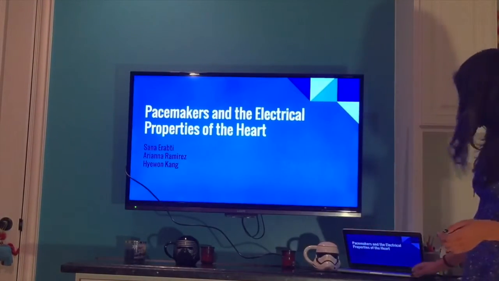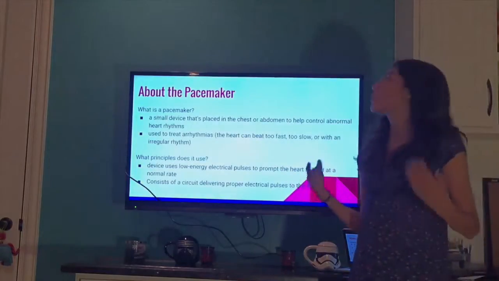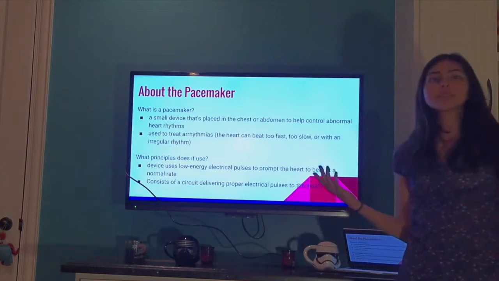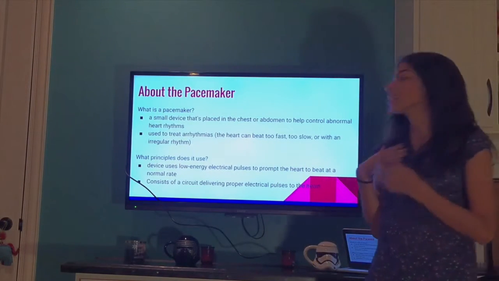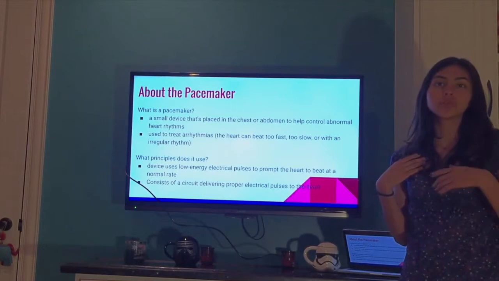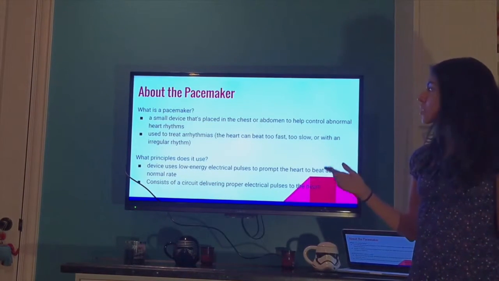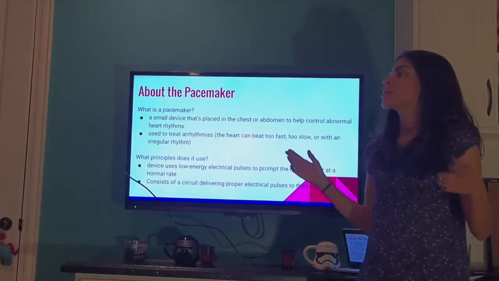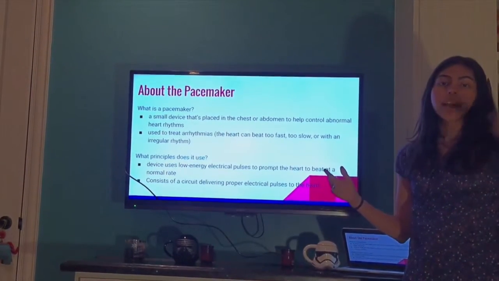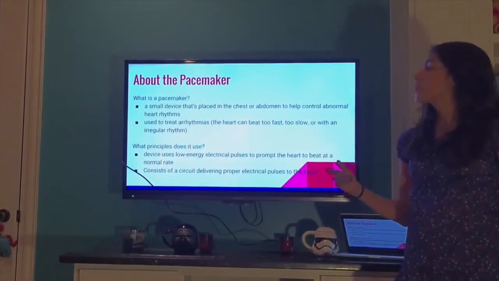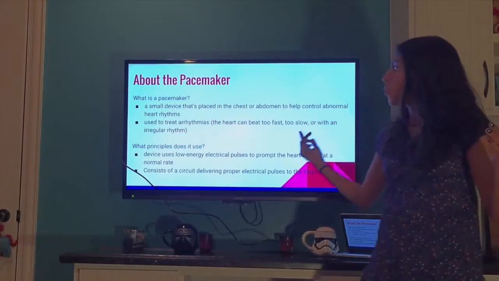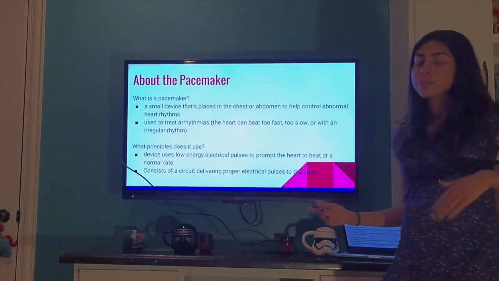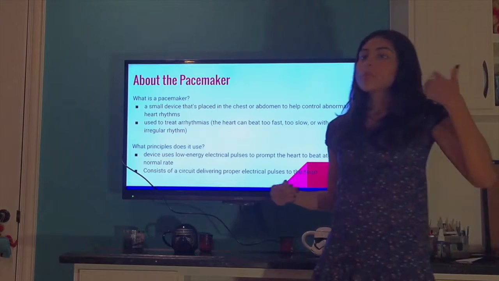We will be talking about pacemakers and the electrical properties of the heart. So quickly, what is a pacemaker? It's a small device that is placed in the chest or abdomen to help control heart rhythms. Those abnormal heart rhythms are called arrhythmias, which means that the heart is beating at an irregular pace. That can mean too fast, too slow, or just irregular in its rhythm.